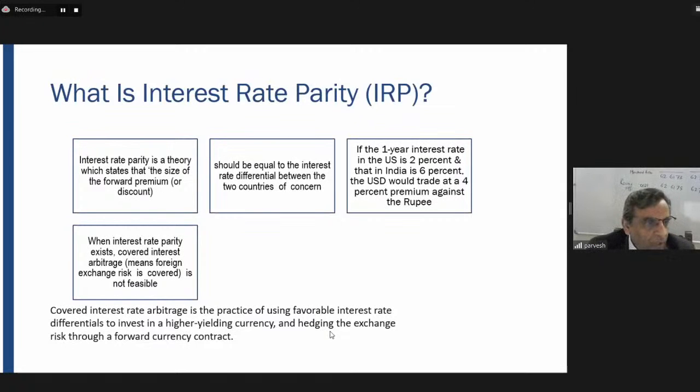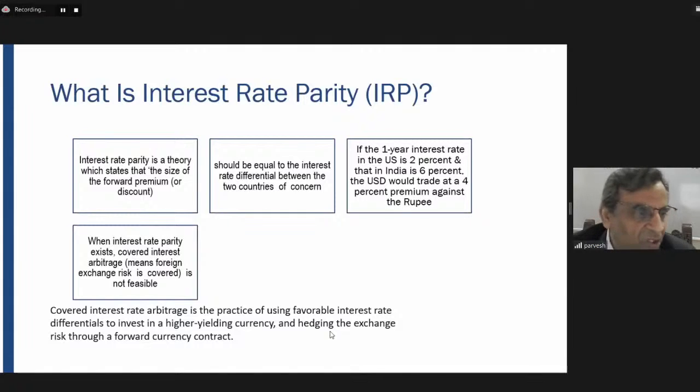So covered interest arbitrage is not feasible if the interest parity theory holds in practice. In real life, if the interest rate theory is prevailing, that means the forward rates exactly match the interest rate differential, then no arbitrage is possible. We call it covered interest arbitrage. If you look at the bottom of the slide, you will find that covered interest arbitrage is a practice of using favorable interest rate differentials to invest in a higher yielding currency.